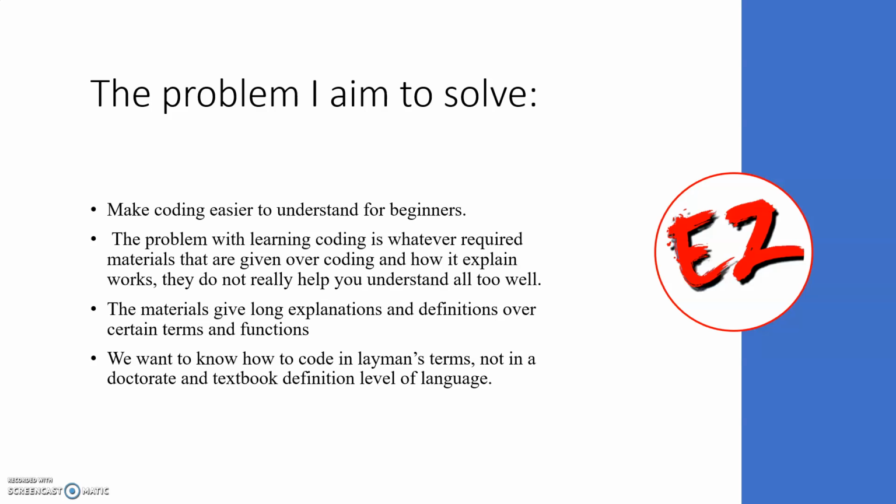Let's begin. The problem that I'd like to solve for this assignment is to make coding easier to understand for beginners. The reason why I chose this was to solve a problem that would help us as engineers, but also anybody that's getting into coding. I wanted to make it a universal problem that would help a lot of people, not just us engineers.